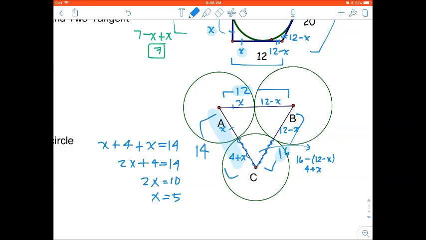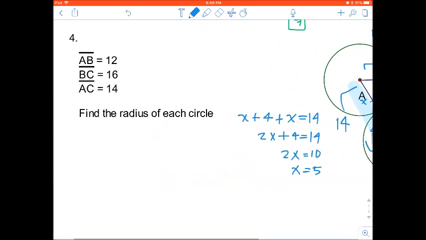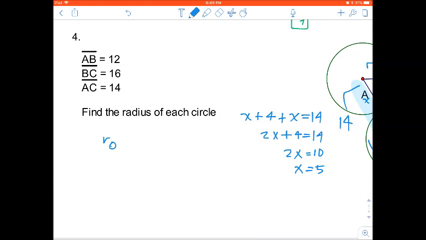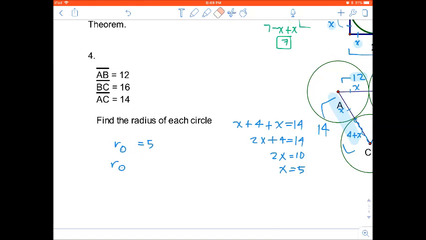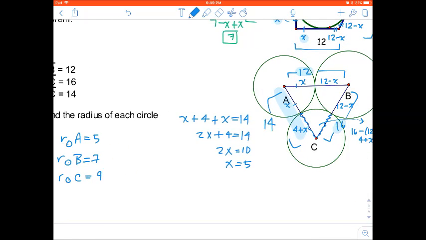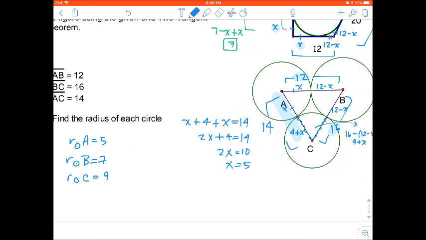And so from here, I would plug back in and get the other radii. The radius of circle A is 5, the radius of circle B would be 7, and the radius of circle C is going to be 9, and that's a simple plug back in. 12 minus 5 is 7, 4 plus 5 is 9.